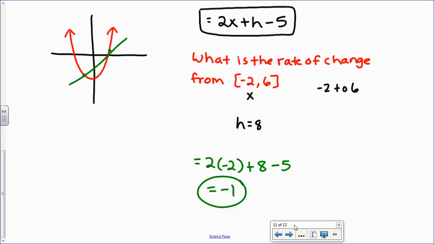This is a formula that could find rate of change anywhere. You just would have to tell me where to look. And let's say we're going to look here. I could have picked anything for this interval, though. Okay, so we'll stop there.